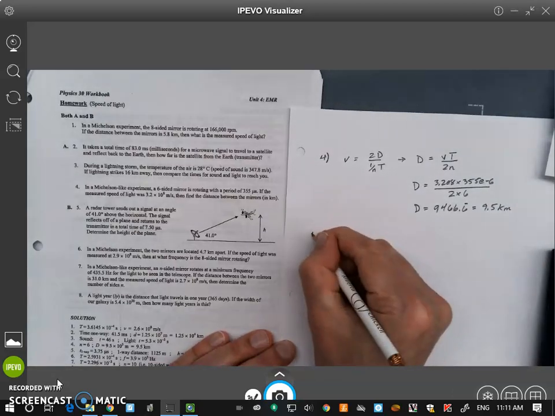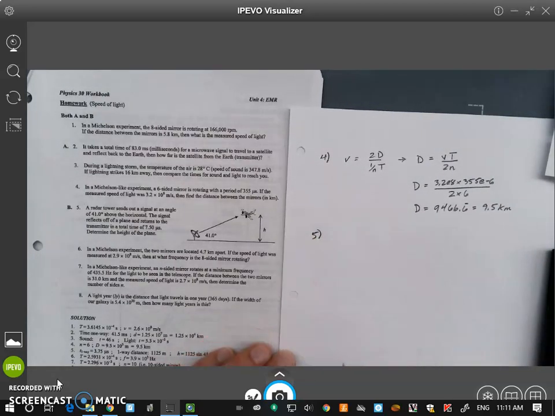Question number 5. A radio tower sends out a signal at an angle of 41 degrees above the horizontal. The signal reflects off of a plane and returns to the transmitter in a total time of 7.5 microseconds. Determine the height of the plane.